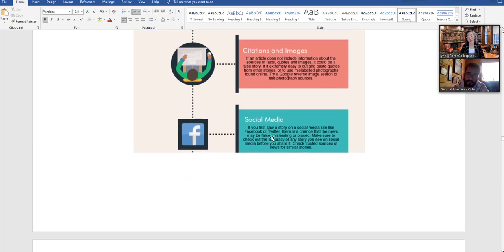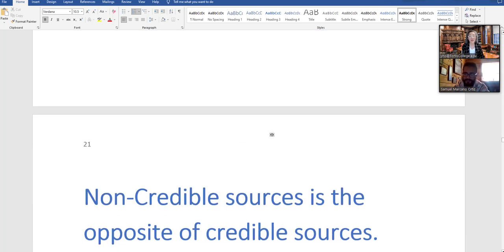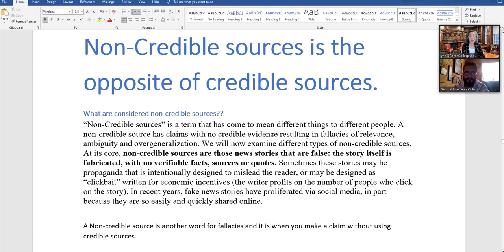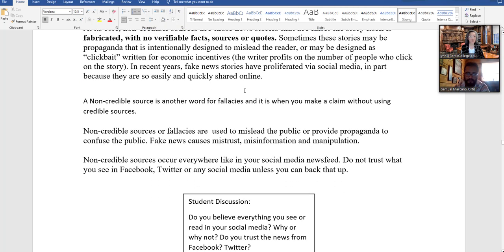And of course, do you believe what you see on social media? Me? No, because people make things up on social media, and then everybody else goes, really? Is that what happened? And so non-credible sources are the opposite of credible sources. Non-credible sources are news stories that are false. The story itself is fabricated with no verifiable facts, sources, or quotes. And another word for a non-credible source is fallacies.